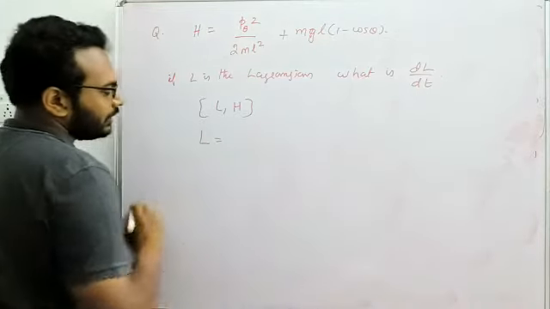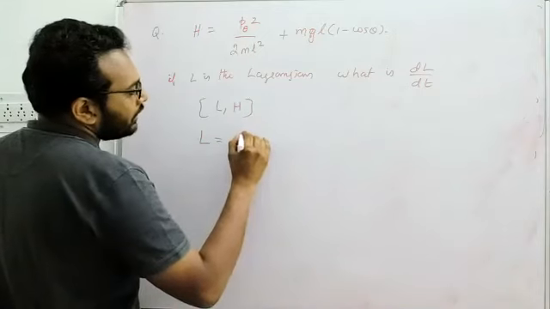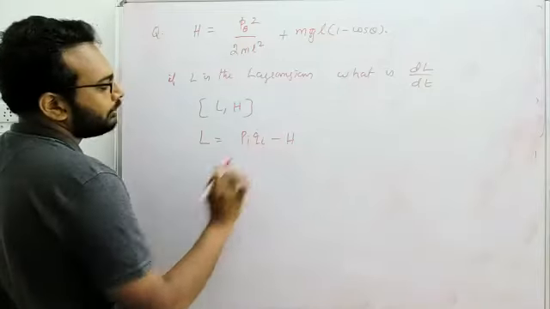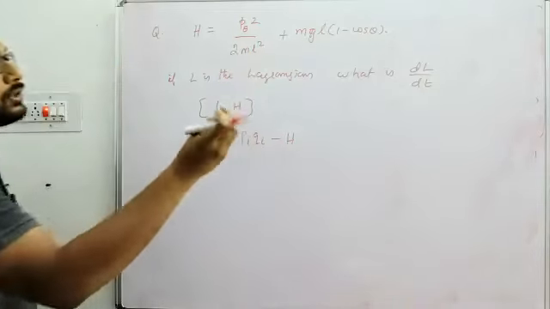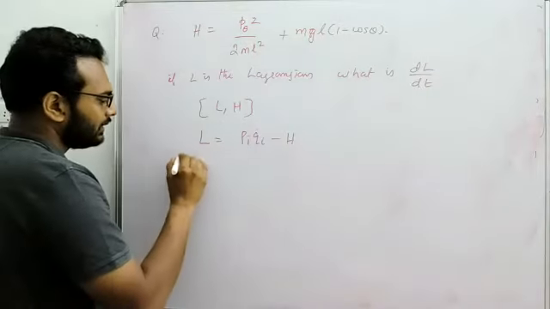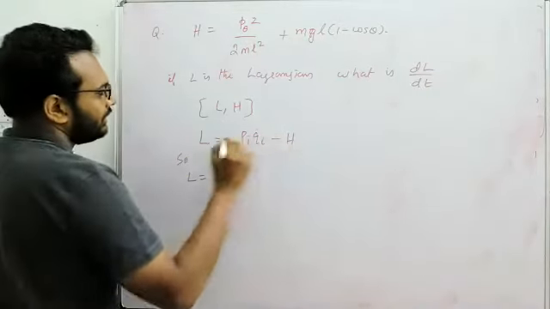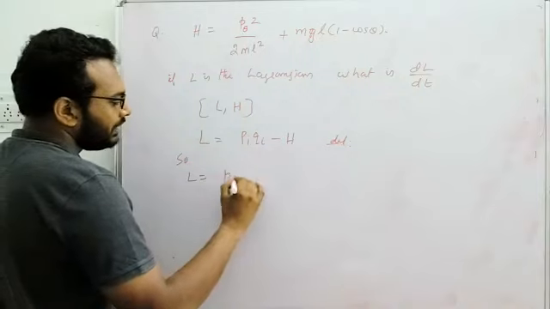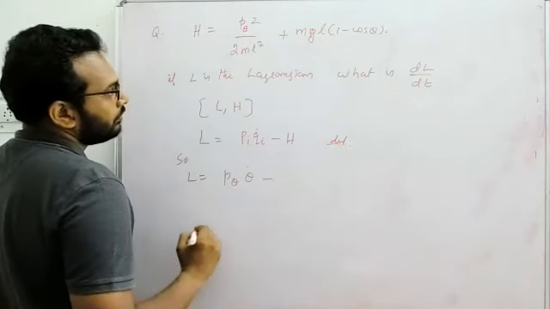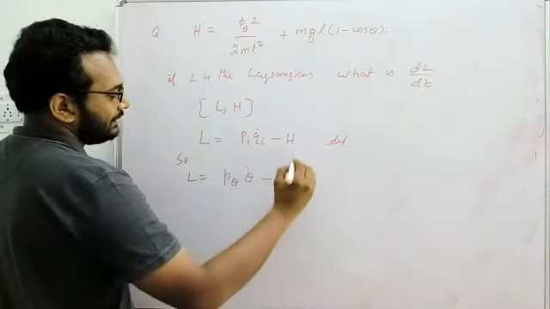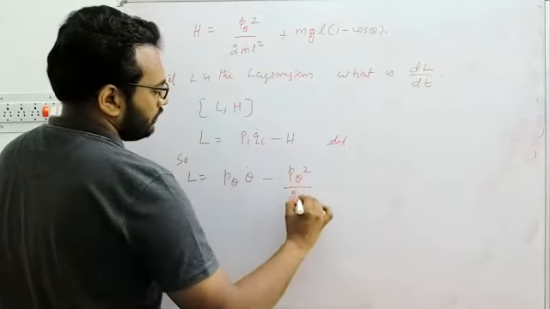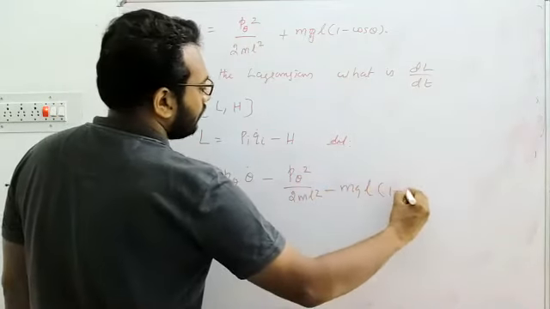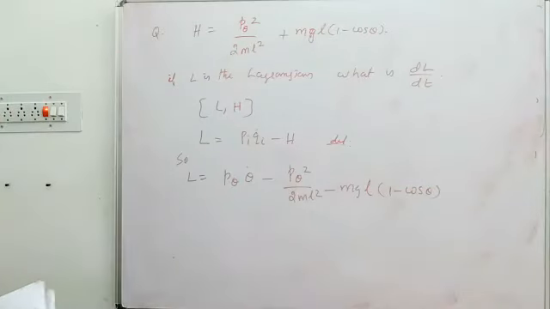We know that L is equal to the sum over i of pi qi dot minus H. This is the definition. In this case, there's only one coordinate, theta. So this is equal to p theta theta dot minus H, which is p theta theta dot minus p theta square by 2ml square minus mgl(1 minus cos theta).